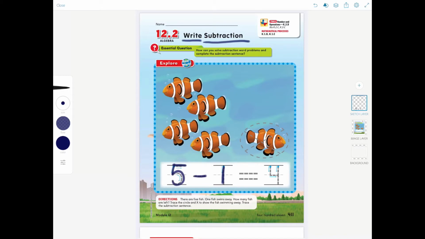Then we're going to trace this circle that they wrote on top of this one fish, because we're going to show that he is not counted anymore by crossing him out. Now that he is gone, I know how many are left, and the remaining amount of fish is 1, 2, 3, 4. To write a number 4, you go down halfway, over, and then pick your pencil up and go all the way to the floor with the last line. Okay? So in this case, we have the subtraction sentence that reads 5 minus 1 equals 4.